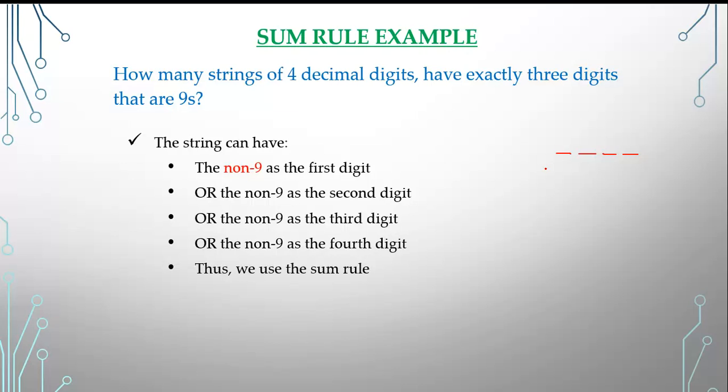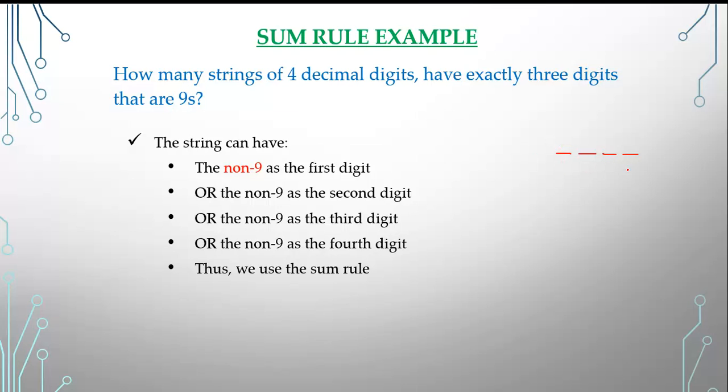Total number of ways we use here, the sum rule means either we have to use no 9 digit here or here or here or here. But the total number of ways to choose that digit is the total number of digits we have, 10, 0 to 9. So out of 10 we have to choose the digit. But here we have to choose no 9, which means one digit we have to not consider. So the remaining 9 digits we have to choose from, either this or this or this.